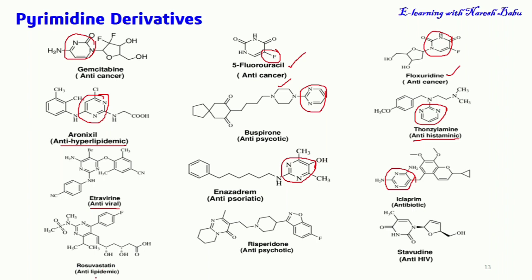Rosuvastatin is a well-known anti-lipidemic drug acting as an HMG-CoA reductase inhibitor in cholesterol synthesis, having this pyrimidine nucleus. And risperidone, like the antipsychotic drug buspirone, is also an antipsychotic drug having this pyrimidine nucleus. In the case of stavudine, it is an anti-HIV drug having this pyrimidine nucleus. So these are the different drugs having the pyrimidine nucleus or pyrimidine derivatives, with their activities.